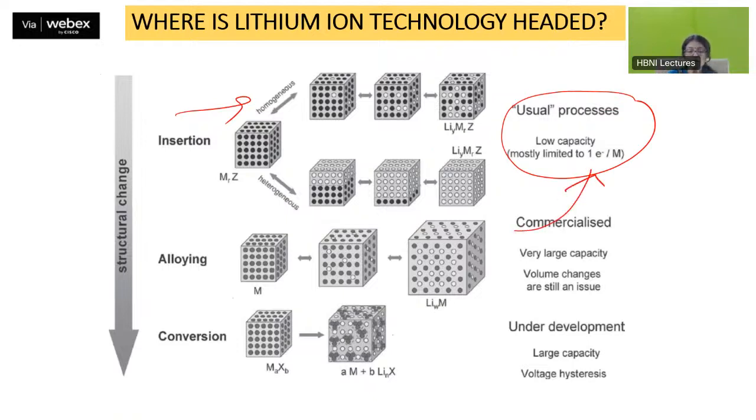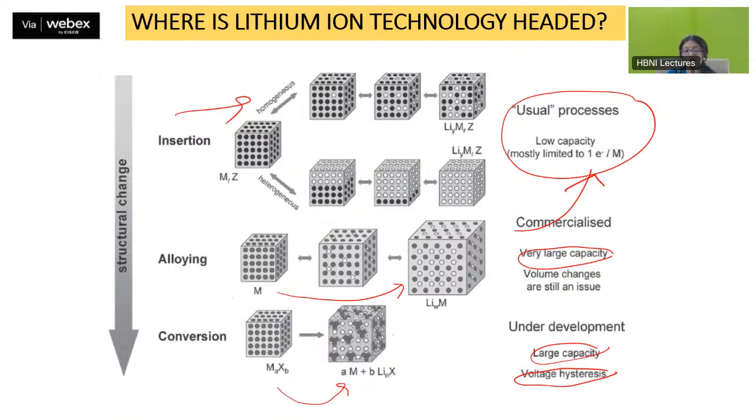Whereas when you look into the alloying and the conversion metals, which are the other kind of materials which you can use for anodes, in this case, though it has a very large capacity, the volume change, as you can see from here to here, is huge. Similarly, for the conversion materials, you have a large capacity, but there is a lot of voltage hysteresis taking place, and there is also a considerable amount of volume change here.